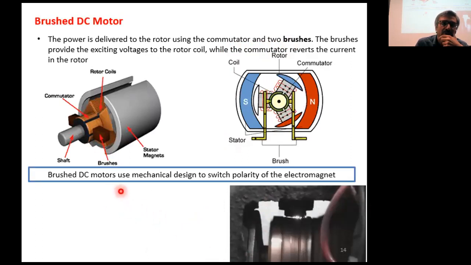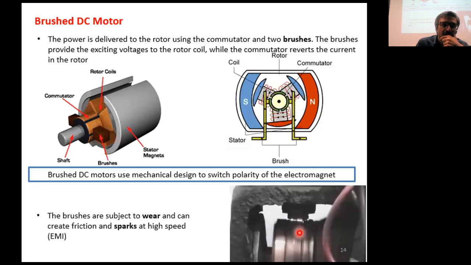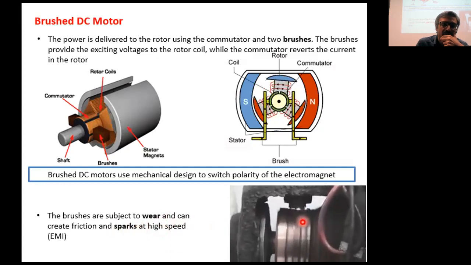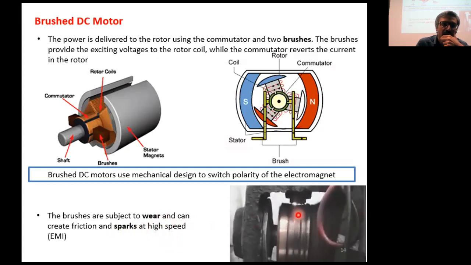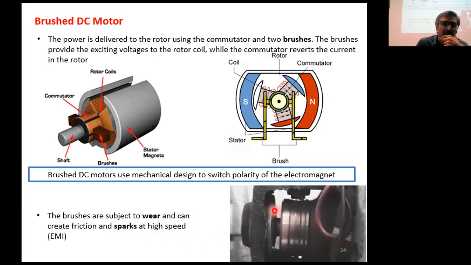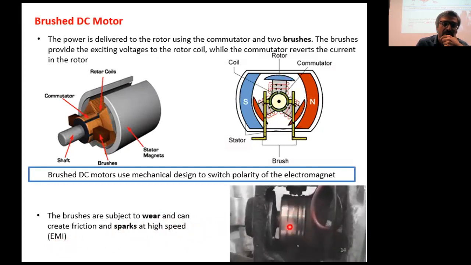So the brushed DC motor uses mechanical design to switch the polarity on the electromagnet of the rotor, and you see that these brushes are creating sparks and create friction. They are wearing out after a while. You need to replace them. And also they can create electromagnetic interference on the environment surrounding them. And these were the sparks generated by the commutation.